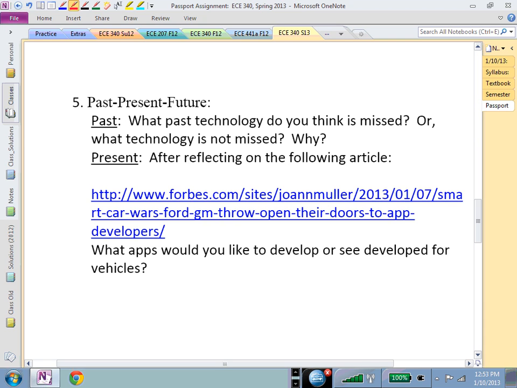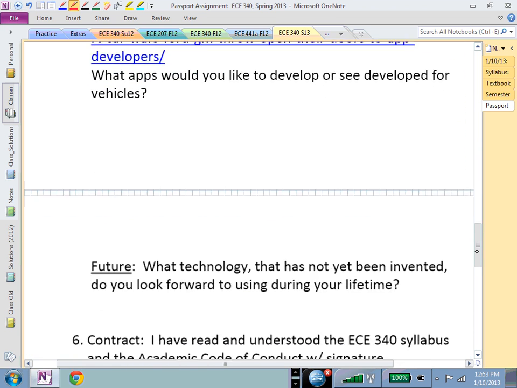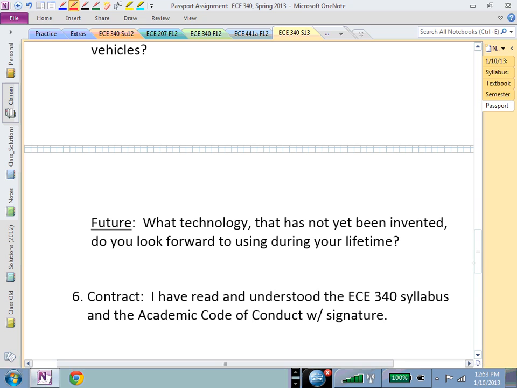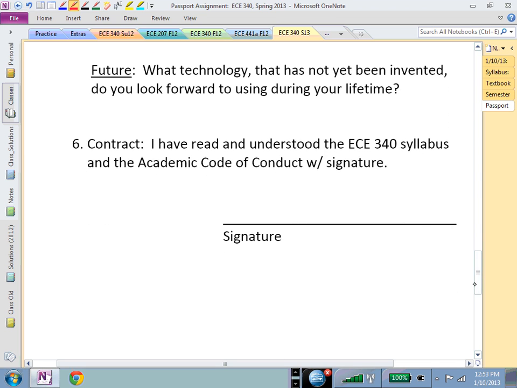And for the future, this is now getting us up to retirement. What technology that has not yet been invented do you look forward to using during your career or lifetime? That's the past, present, and future. And 1 or 2 sentences on each of those time frames, past, present, and future, is all I'm looking for. Is that clear? And then there's a contract. Did you read the ECE 340 syllabus?